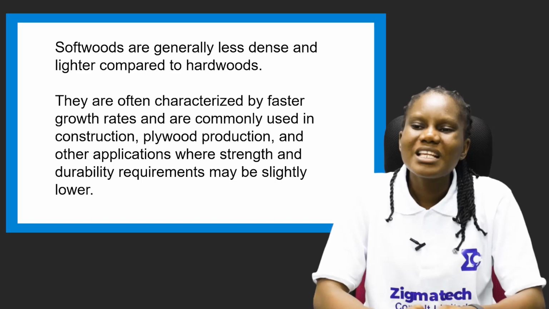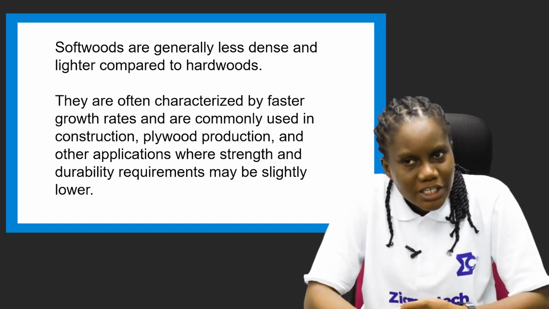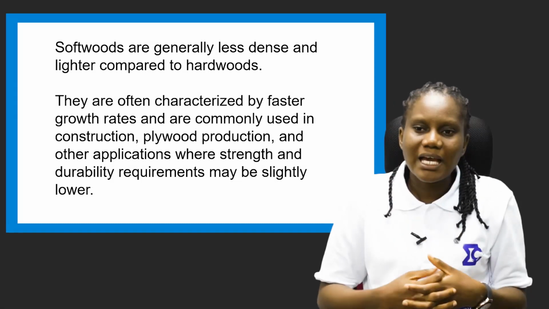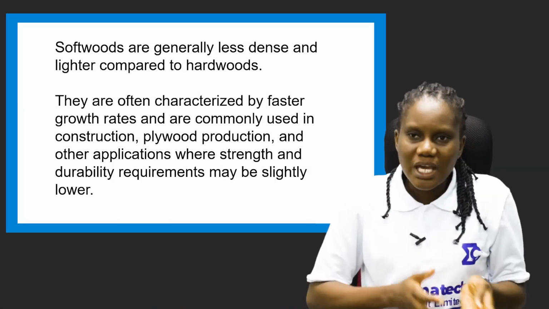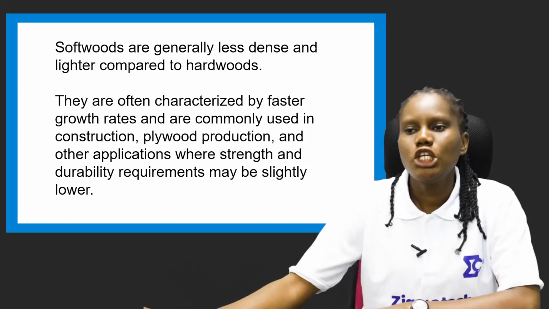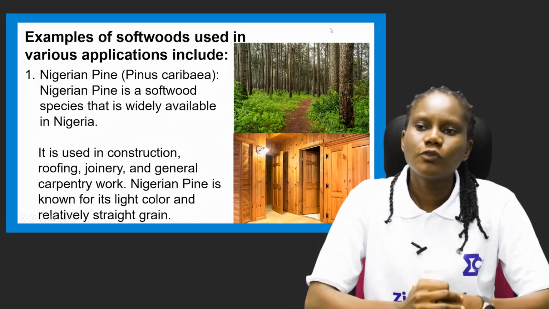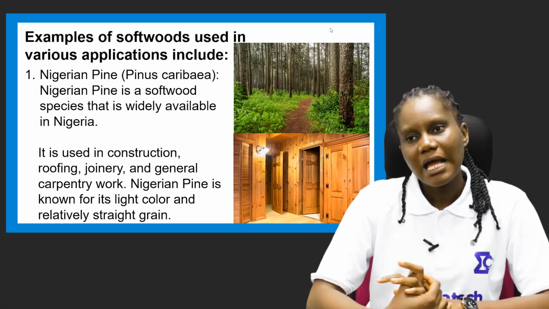strength and durability required may be slightly lower. So then you don't need your hardwood because the strength and durability you require are slightly lower. That is where softwood comes into play. We're going to look at examples of softwood used in various applications.